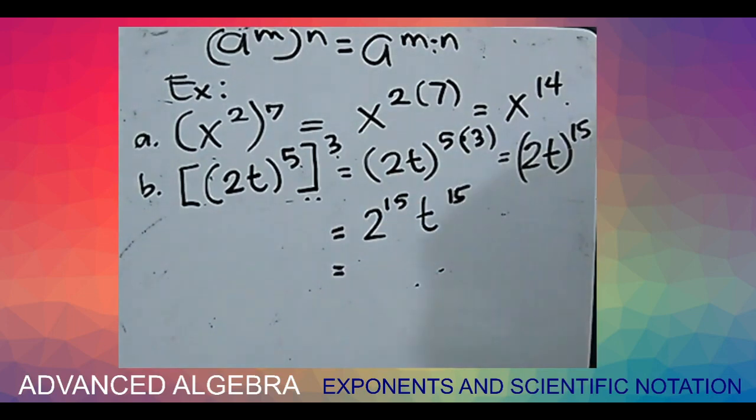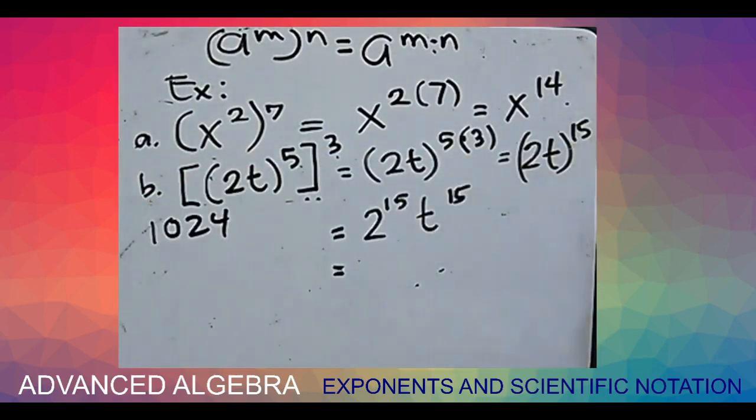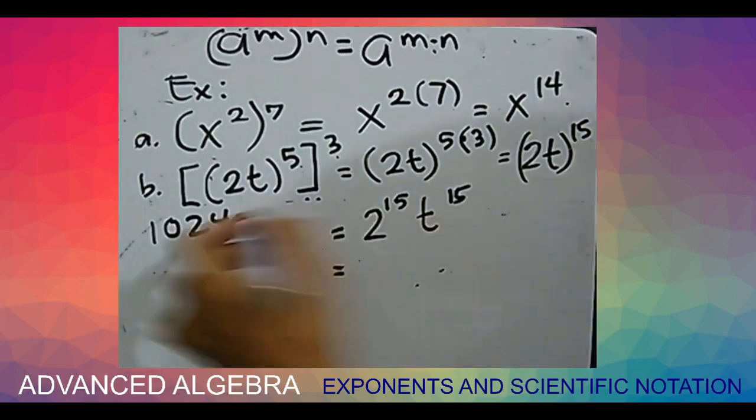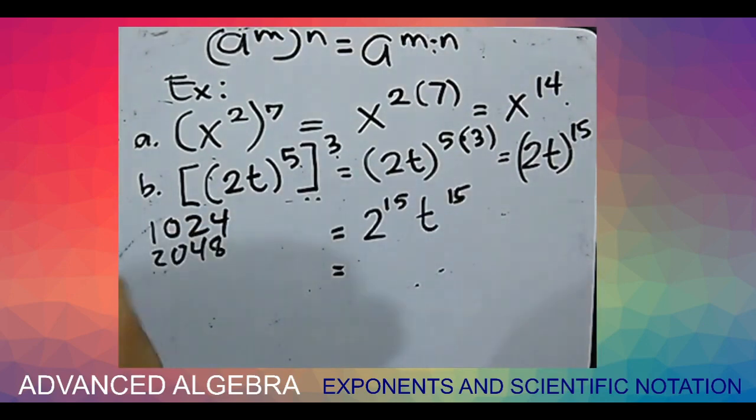Okay? Pag sinimplify natin, kailangan nating i-simplify si 2. So, 2 times 2, 4. Times 2, 8. Times 2, 16. Times 2 is 32. Times 2 is 64. Times 2, 128. Times 2 is 256. Times 2 is 512. Times 2 is 1,024. Okay, sulat natin, 1,024. Then, times, ilan pa ang beses? 5 pa. So, times 2 ulit. Magiging 2048.